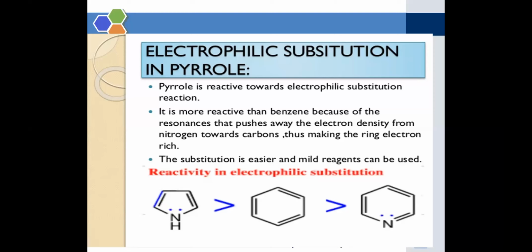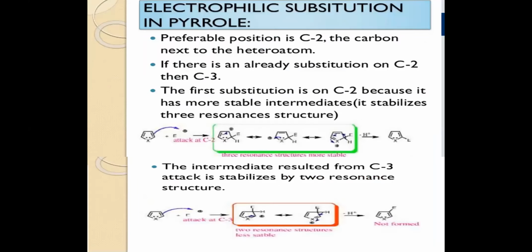So why is pyrrole more reactive than pyridine and benzene? You got the reason, because the lone pair of electrons on nitrogen is given to the ring. It increases the electron density in the ring. That's why it favors electrophilic substitution reaction more as compared to benzene and pyridine. So at which position? The preferred position is C2, the carbon next to the nitrogen. If there is already a substituent there, then only it goes to the third position.